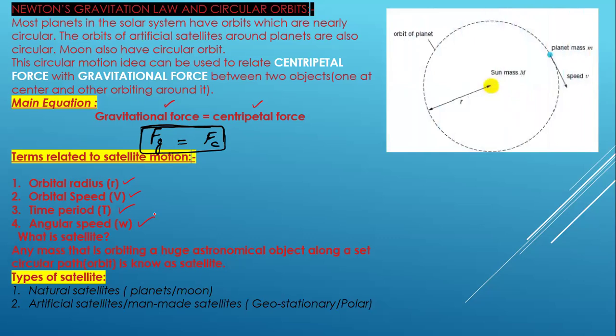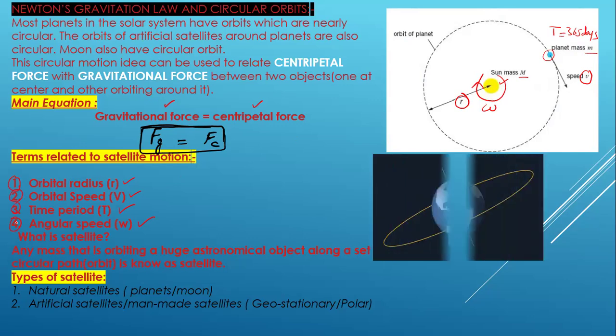So, in the diagram, you can see that the Sun is at the center, and this is a planet. Its mass is small m, the Sun's mass is big M, and its orbital radius is r, and it is moving with the speed v, and the planet will take time t to make one rotation. If this is Earth, then it takes 365 days to complete one rotation. And as the Earth is moving around the Sun, it will have its angular velocity as well. That's why I told you about these things that we're going to study for these satellites.